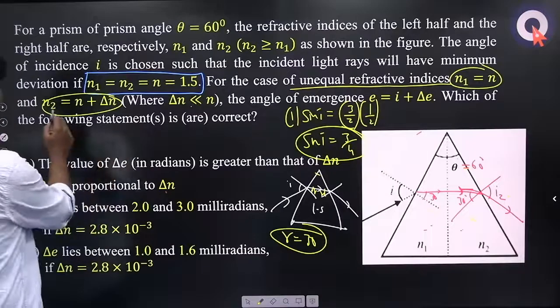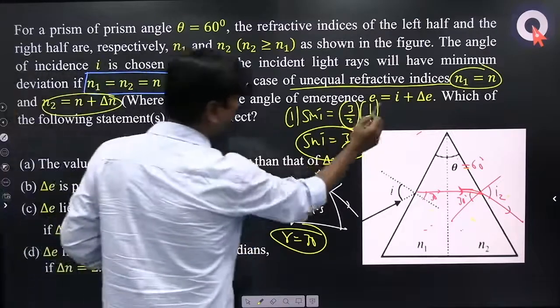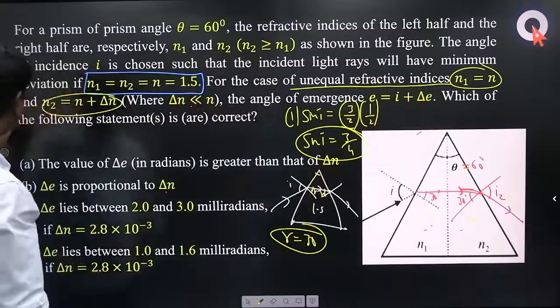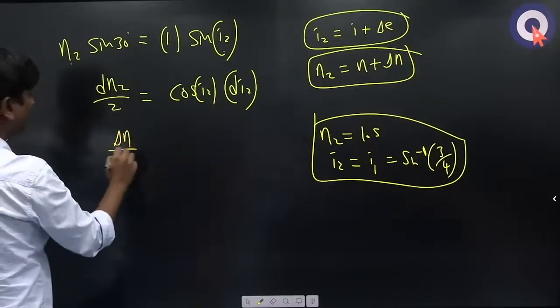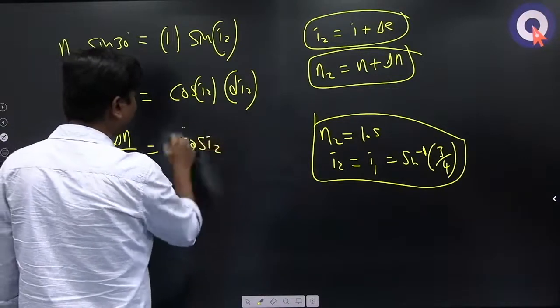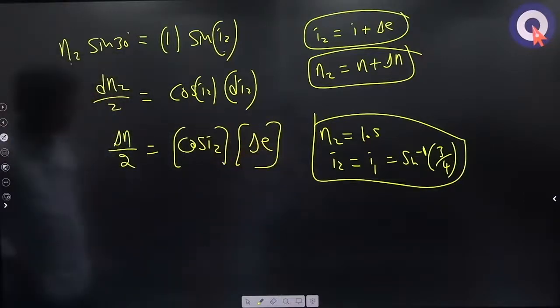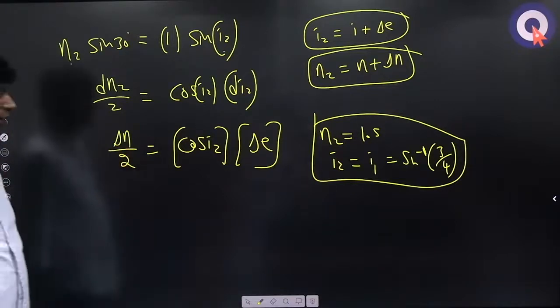Change in N2 is nothing but delta N, and change in I2 is nothing but I plus delta E. That's all. So this is your delta N by 2 is equal to cos of I2 into change in I2, which is delta E. Delta E is the change in the angle of emergence, a small change because of a small change in N. That's all. So from this you can find out.